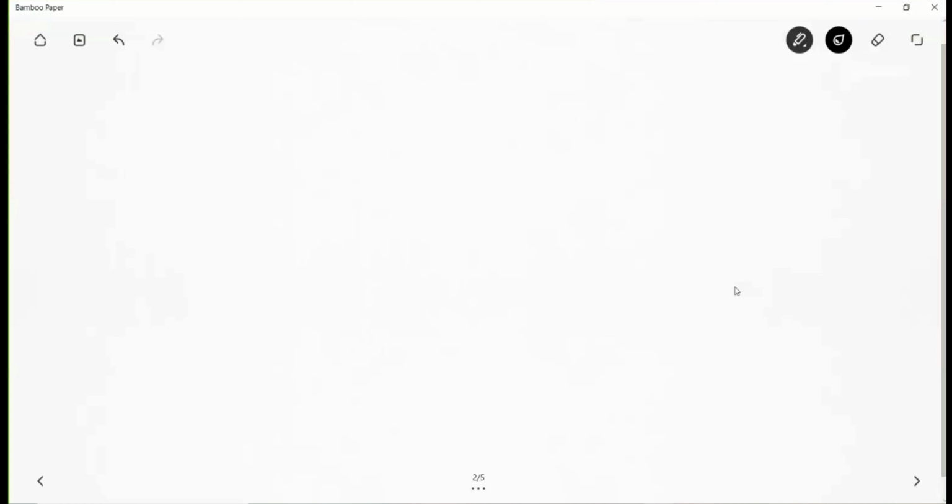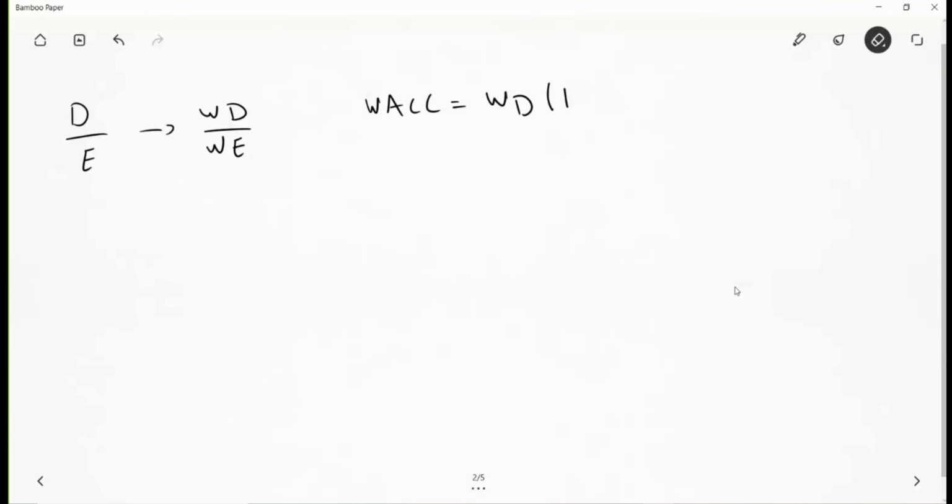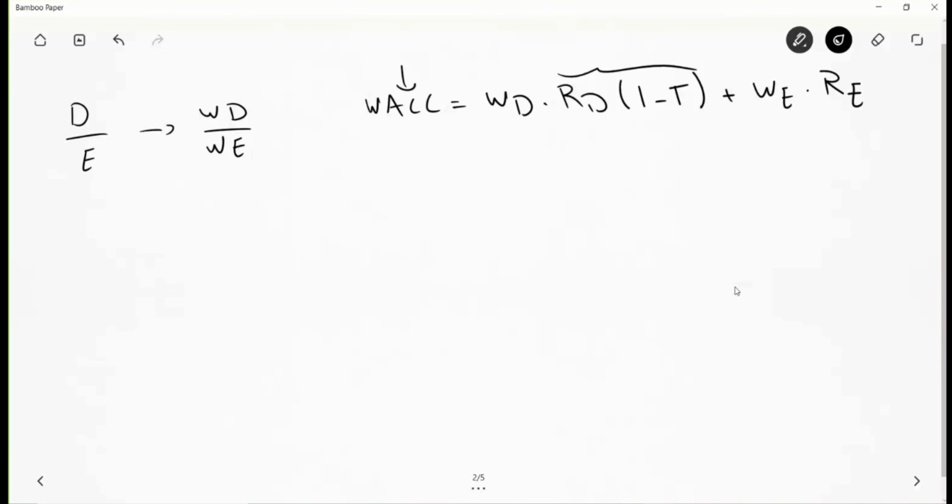So I need to find the debt to equity ratio. So this is mainly the weight of debt divided by the weight of equity. So using the WACC formula, I have the following. The weighted average cost of capital is equal to the weight of debt times RD times 1 minus T, plus WE times RE. So here I have the weighted average cost of capital, I have RD times 1 minus T, and I have RE.